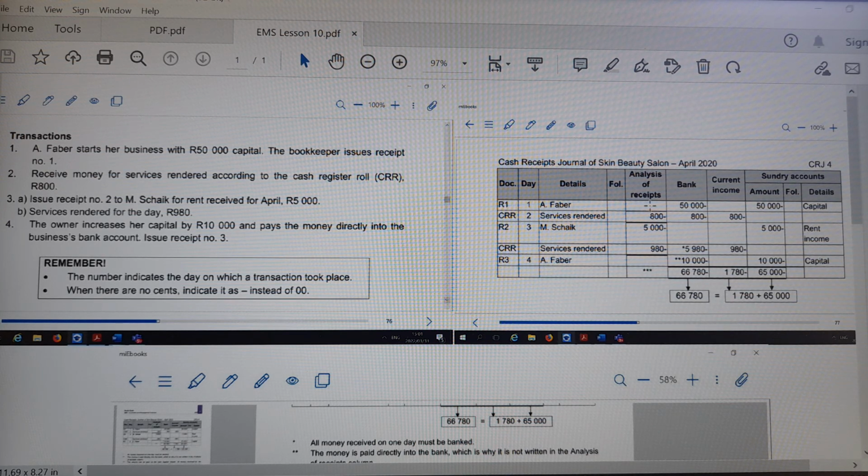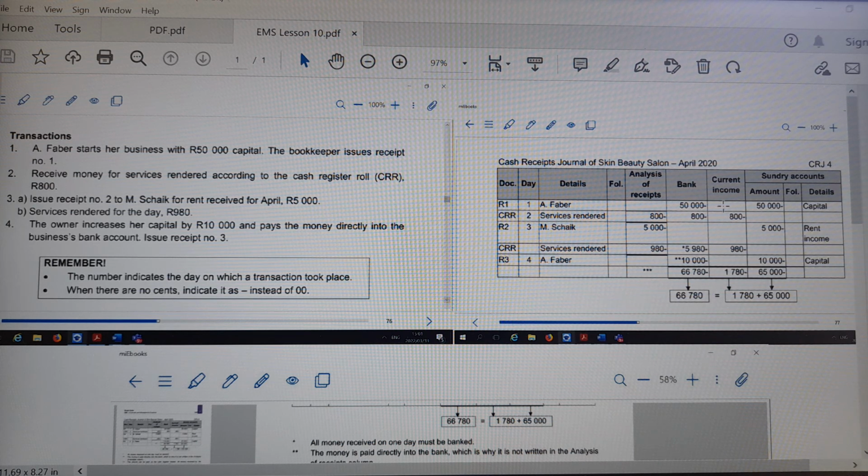And analysis of a receipt, right? We did not get this money as cash. This money went to the bank. So this is money that went to the bank. And it's not the current income, so we can't fill in here. And the amount that we got, it's 50,000 Rand. Please don't interpret this as negative. You see that sign that you see? Remember they said if there are no cents, we must put a dash at the end. Remember that?